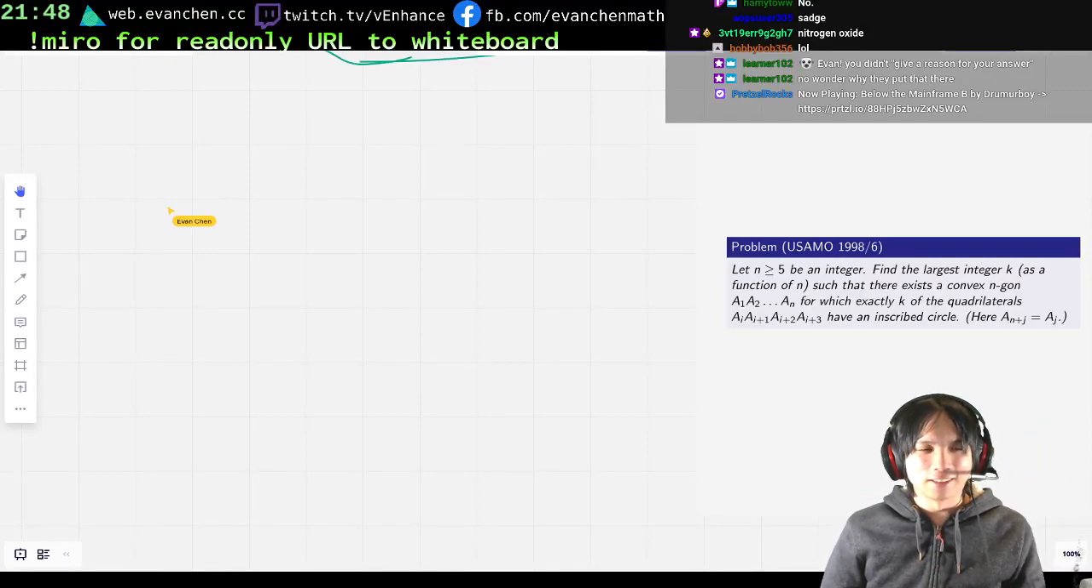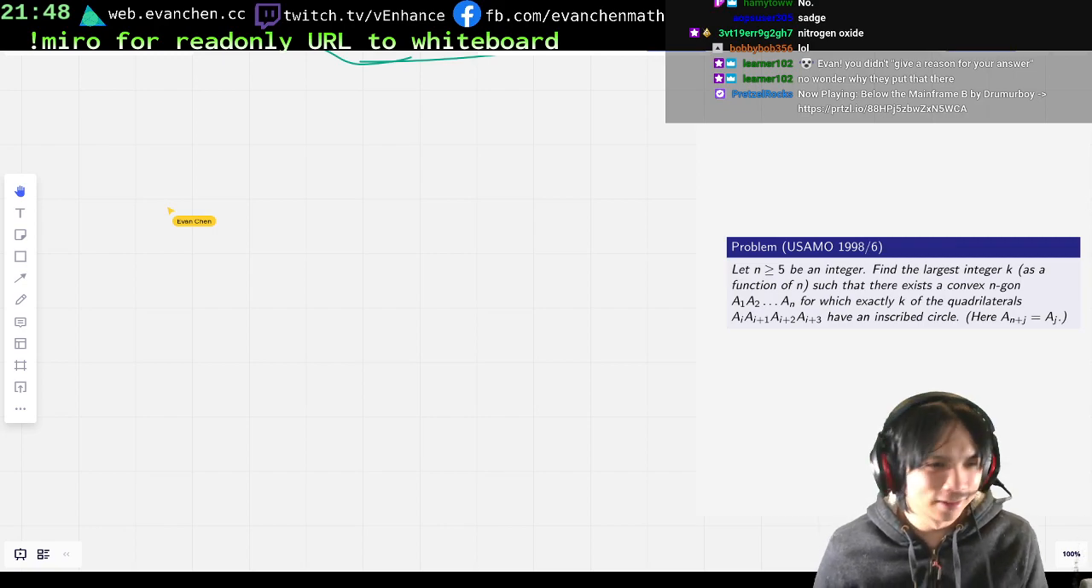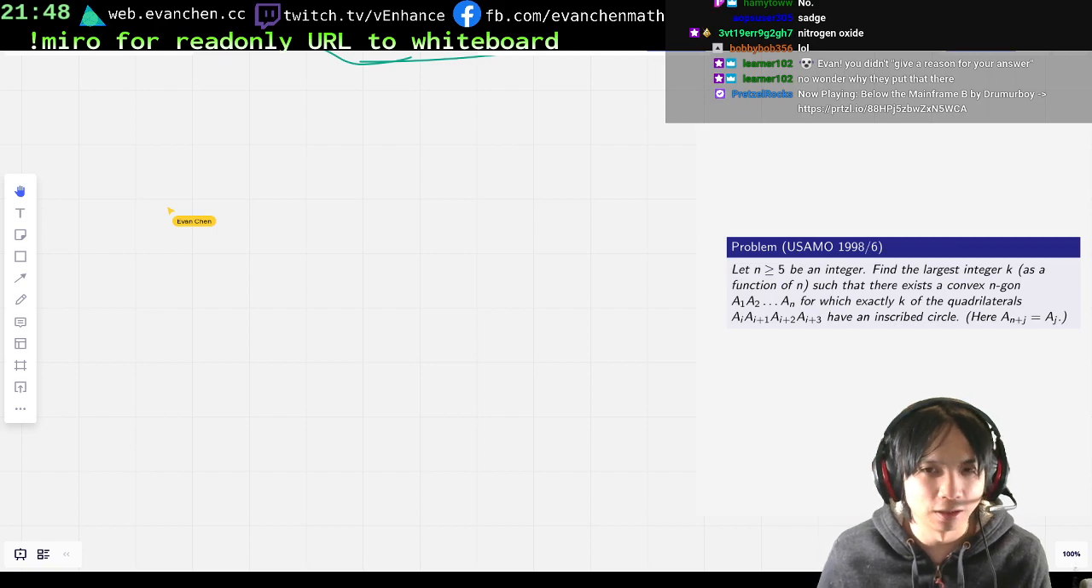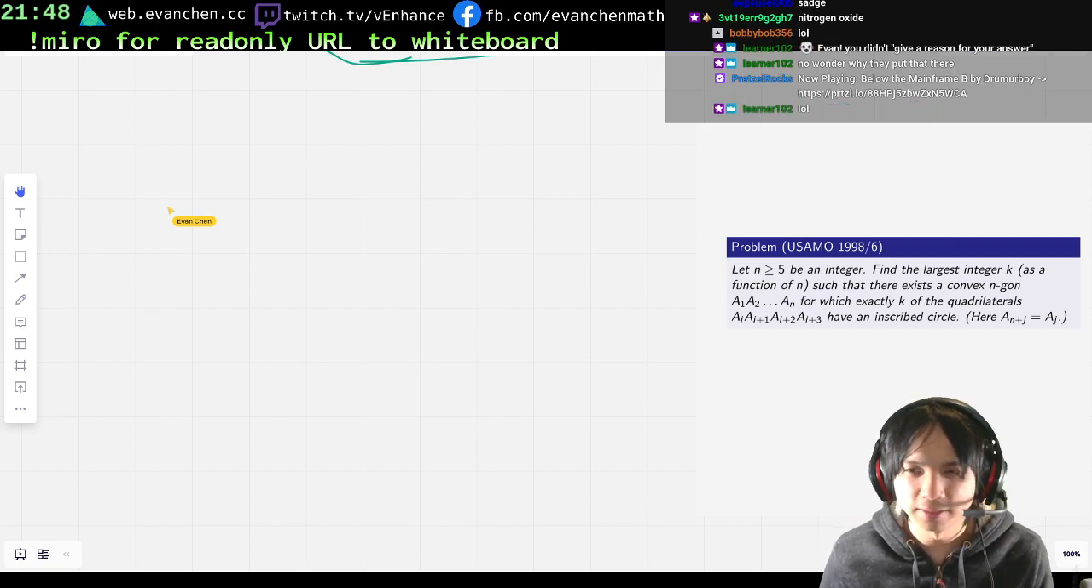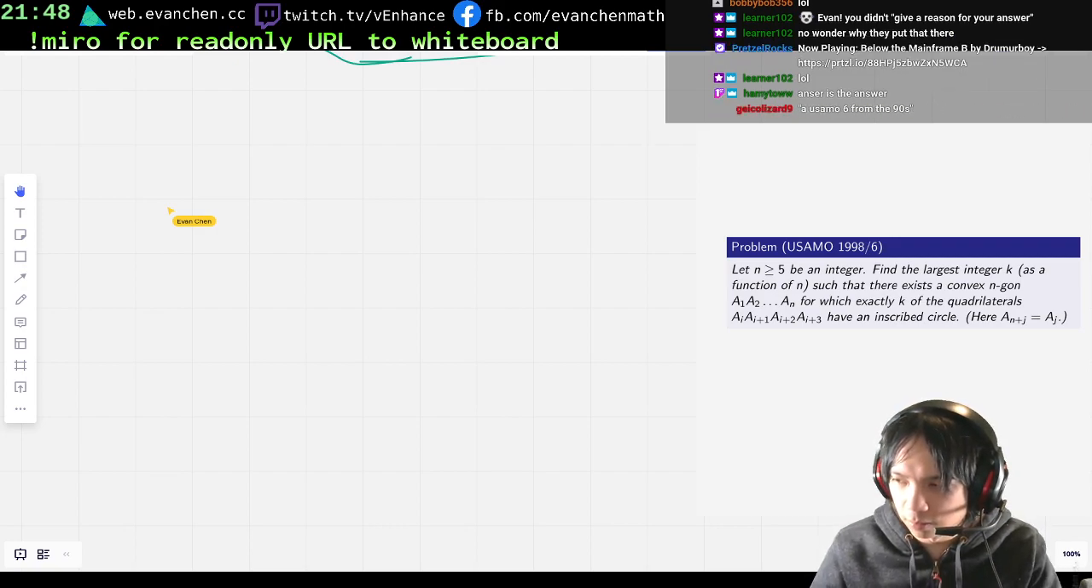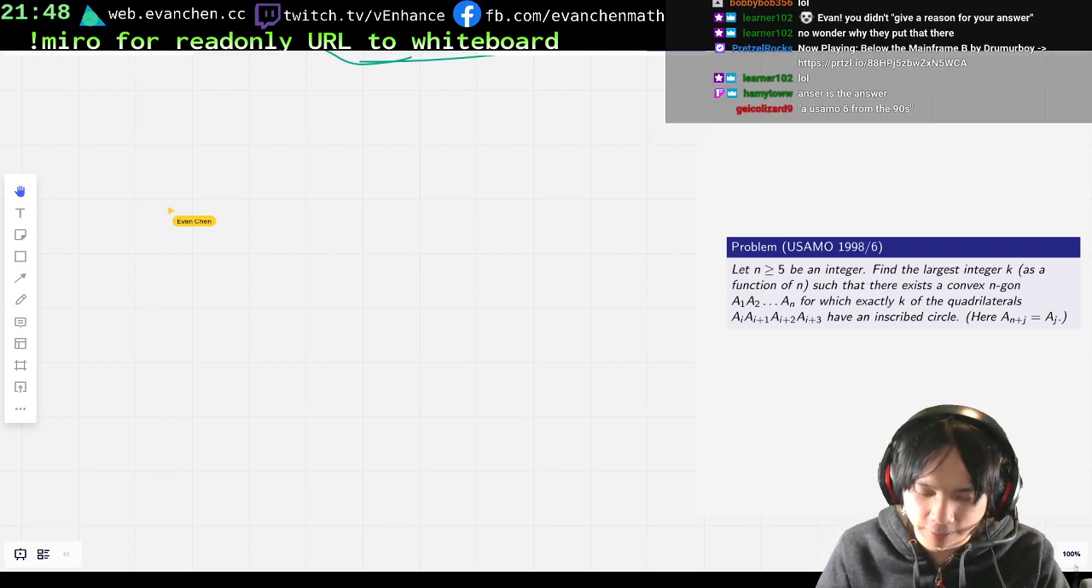We have another USAMO number 6 from 1998, where n is a given integer, and you want to find the maximum number of circumscribed quadrilaterals that you can get using vertices from these k guys. Sorry, from the n vertices.